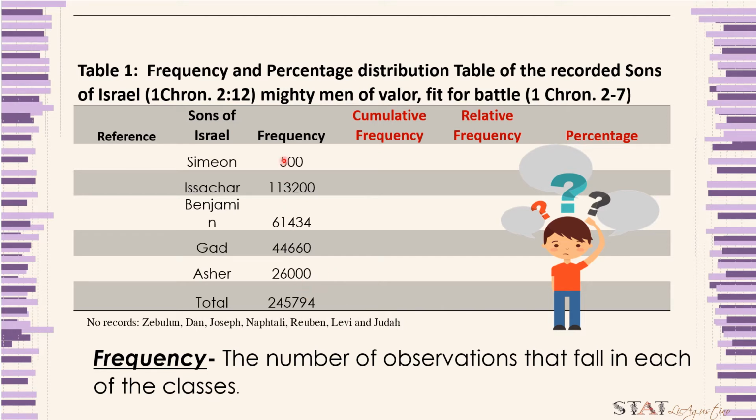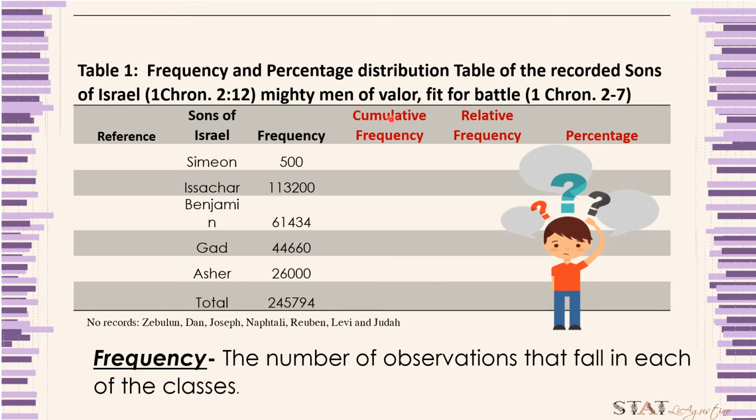So for the total, you add or sum these numbers, the total mighty men of valor recorded in First Chronicles. We have the total of 245,794. So why is it that they are incomplete? Because in that text, in our reference, there is no record for Zebulun, Dan, Joseph, Naphtali, Reuben, Levi, and Judah. So we can only have these 5 classes. So now I believe you understand what this frequency is.